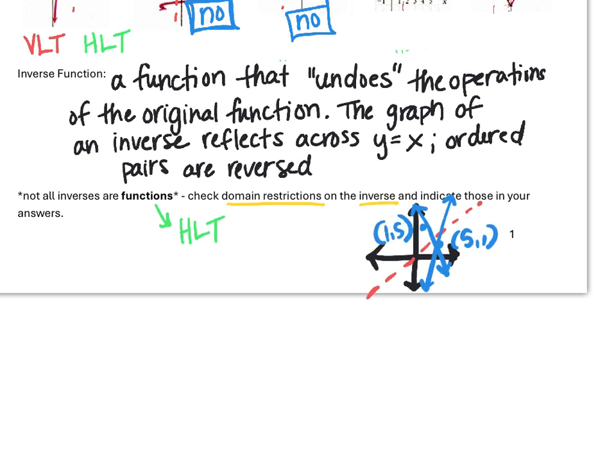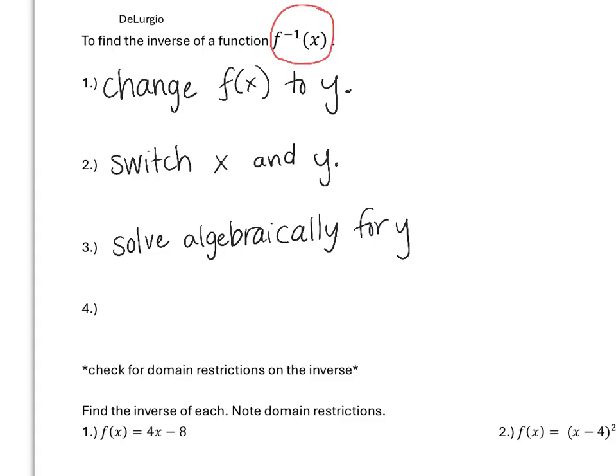Okay, inverses are not always functions. So you have to use horizontal line test, and you always have to check for domain restrictions in both the original and the inverse as you're solving. So not necessarily always a function, but we can still find the inverse if it's not a function. And we can also give domain restrictions to make sure that we are accurately representing what this inverse would look like on graph. So change f of x to y, switch x and y, solve algebraically for y.